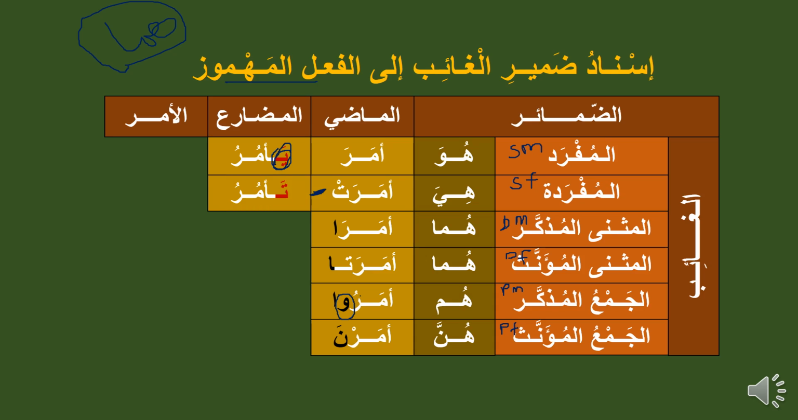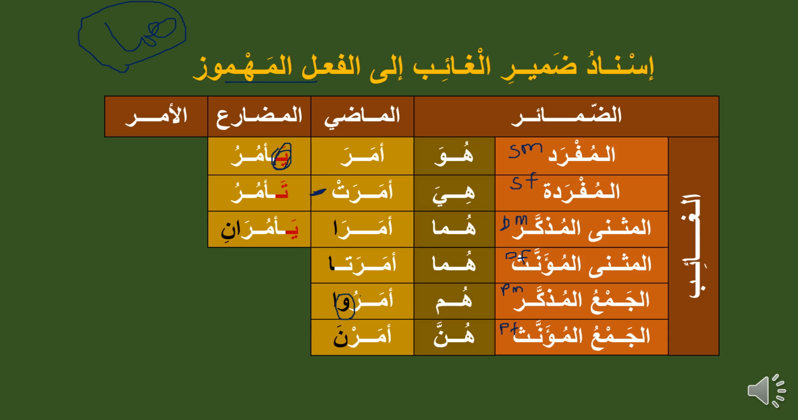So the second one, Ta'muru, you can see, is not Ta'murin. Ta'murin is the person you are facing, you are addressing, that you are commanding. But Ta'muru is the person that is not here, the gha'ib, the third person. The third person pronoun. So it's Ta'muru, I'm not going to say Ta'murin.